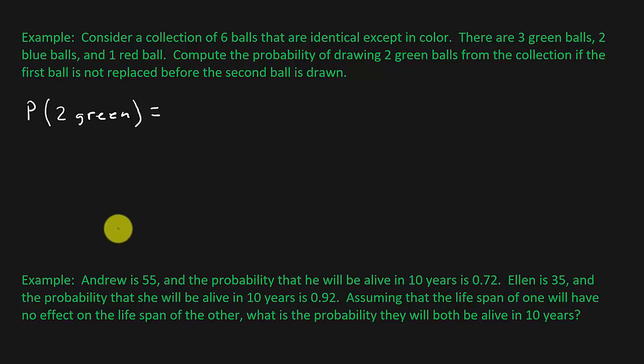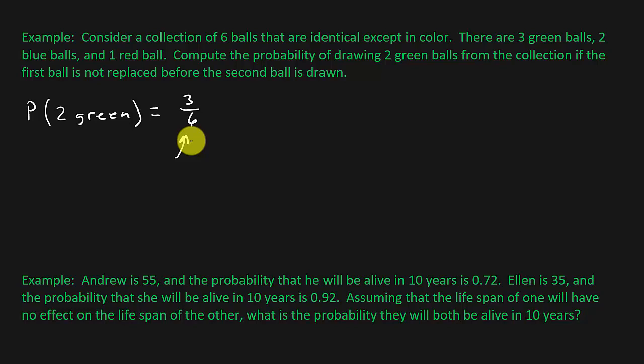So we've got 6 balls, probably in a container, and we're going to reach in there and choose 1 ball. So what's the probability that we get a green ball on that first draw? Well, there's 3 green balls, so that's 3, divided by the total number of balls, which is 6. Remember, probability is the number of successful outcomes divided by the number of possible outcomes. All right, so this is our probability of getting a green ball on the first draw.